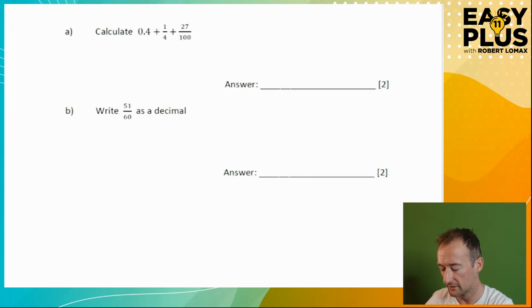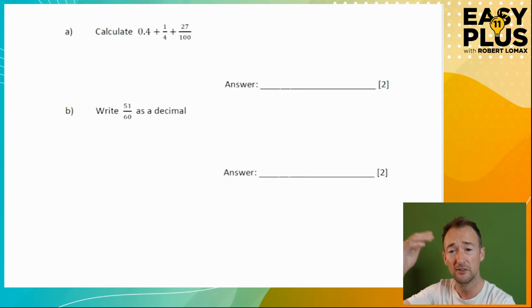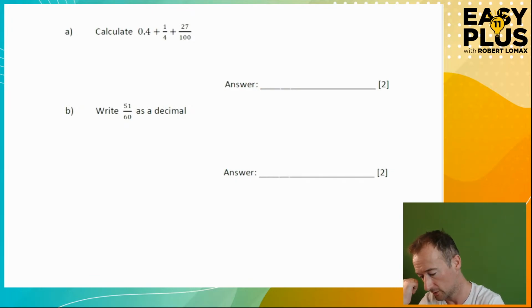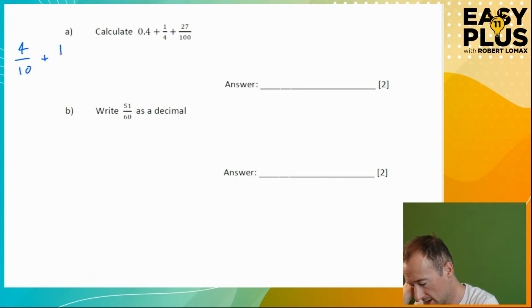0.4, what is that? Okay, now I could do it from first principles as before and write 0.4 over 1, then say we need times top and bottom by 10, but I'm now going to assume that you have a good basic understanding of what decimals mean, that 0.4 means 0 and 4/10. Okay, so 0.4 is 4/10. So we've got 4/10, is that fitting on the screen? Yep, 4/10 plus a quarter, plus 27 over 100.